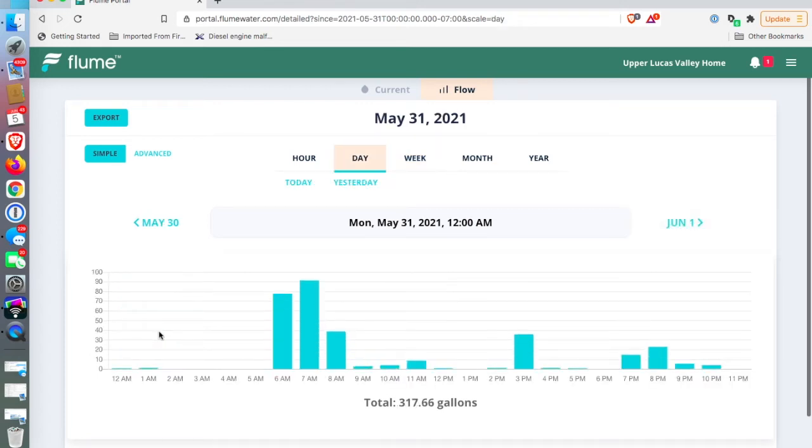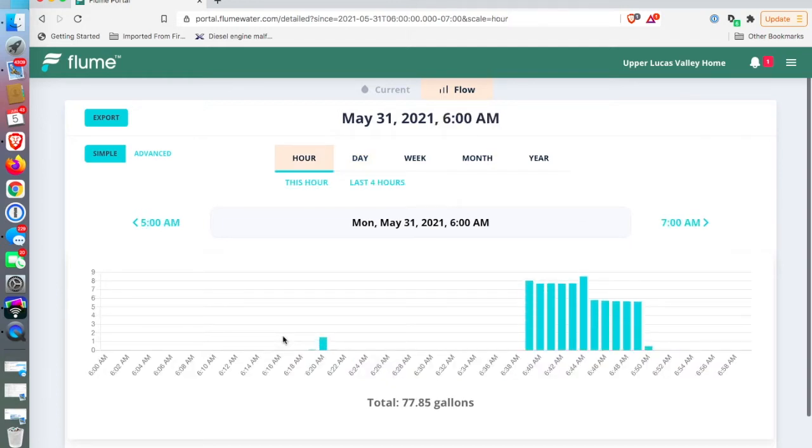So if I click on Monday, I can see throughout the day it's not so bad. The scale here changes a little bit. So this is likely a shower, for example, and just a few toilet flushes maybe here. But on these two times, at 6 a.m. and 7 a.m., I see some pretty big water usage. And this is usually when I have my sprinklers go off.